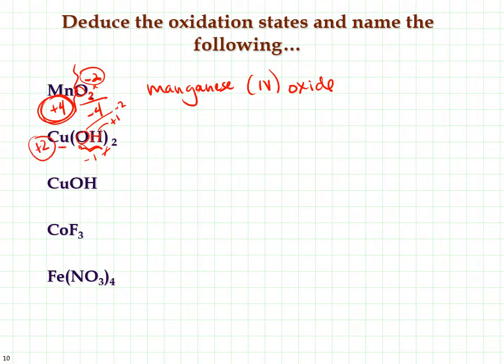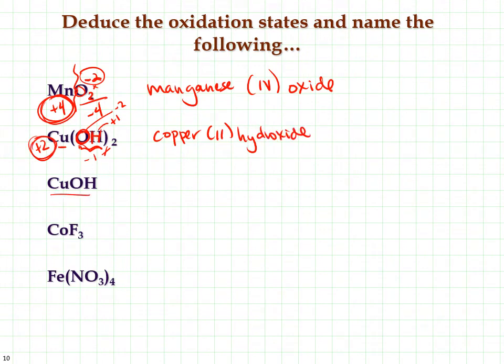The oxidation state of copper is +2. The oxidation state of oxygen is -2. And the oxidation state of hydrogen is +1. And I'm going to call this guy copper 2 hydroxide because the charge of this copper is +2.